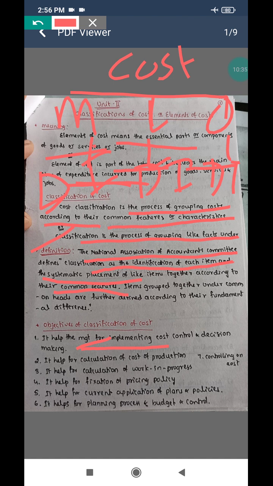Decision making: it is helping in decision making. Yes, decision making means if you reduce the direct cost amount, then you can earn more profit. The cost of production decreases and the profit increases.